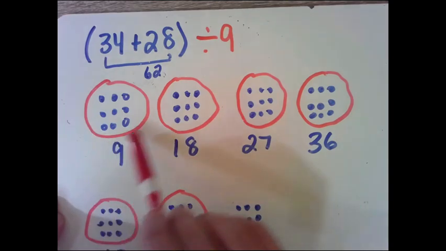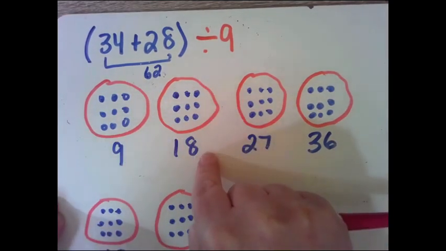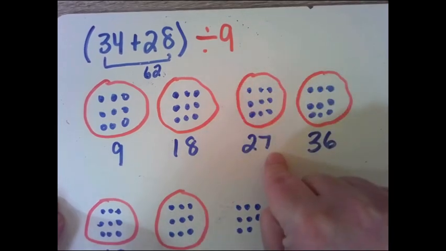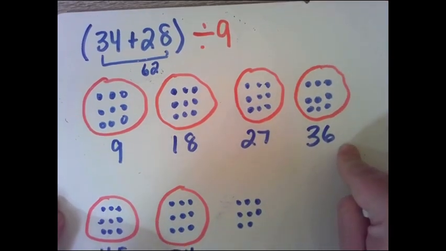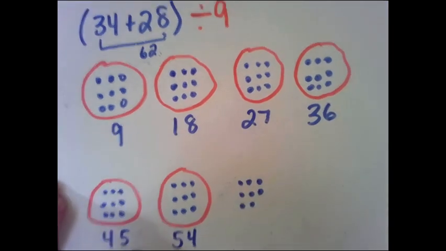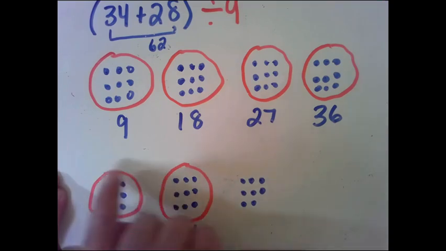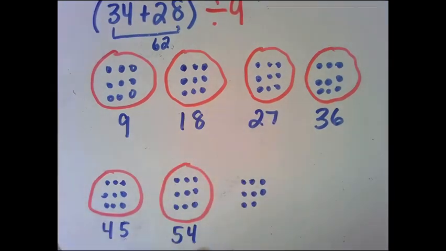So van number 1 can hold 9 kids. Van number 2, we got 18 kids put in a van. Van number 3, 27 kids now have a seat. Van number 4, 36 kids are now placed in a van. Van number 5 down here is 45 kids in van number 5. So we still have to keep going because not all the kids have a seat yet. Van number 6 has 54 kids.